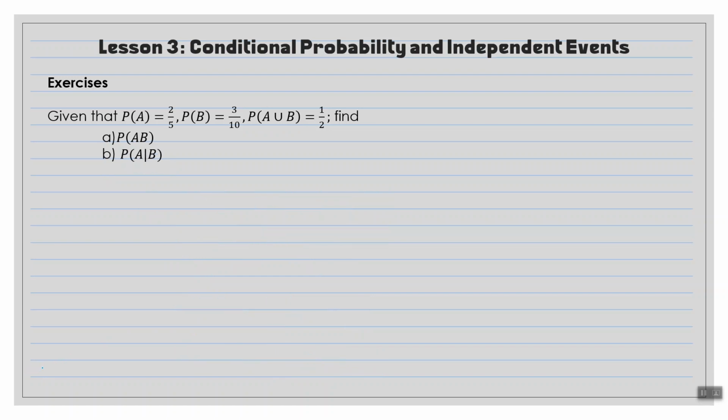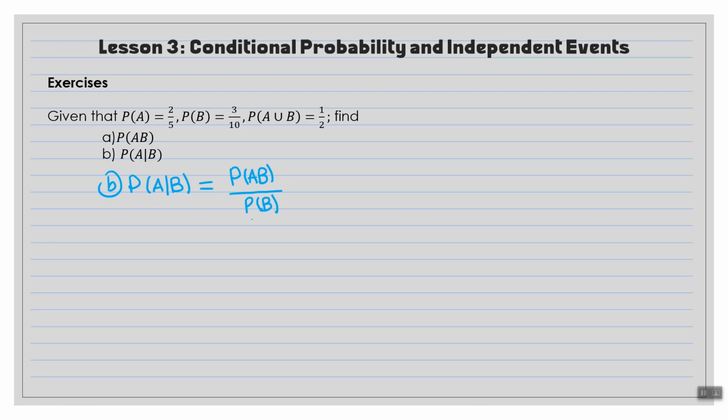The second part says that we want to find the probability of A with condition to B. Okay, so this part should be easy now. So part B, we want the probability of A with condition to B. This is going to be the probability of AB, both of them, over the probability of the second letter, so the probability of B, right?